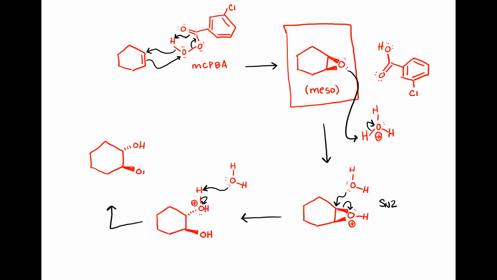Now this product is not meso, and so it will be formed as a mixture of enantiomers. So if I draw one product, I can say plus the enantiomer, which would form from water attacking the other carbon and inverting the other carbon of the protonated epoxide.